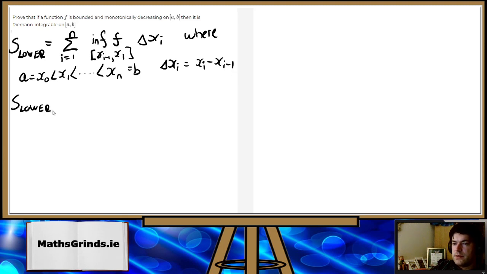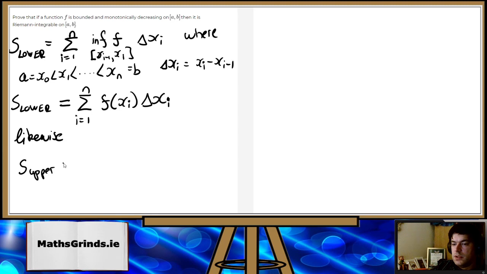So using that definition, this would equal the sum from i = 1 to n, and the inf would be the value at the end because it's monotonically decreasing. Likewise, S upper would equal, pretty much the same thing, except we use the supremum, which would be the value at the start of each interval because it's monotonically decreasing. So that's f of x_{i-1} delta x_i.